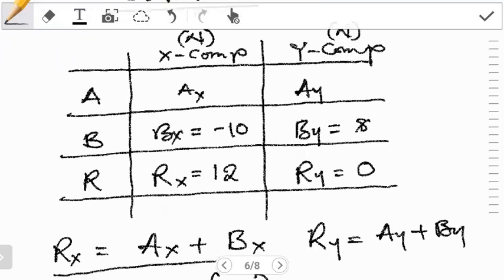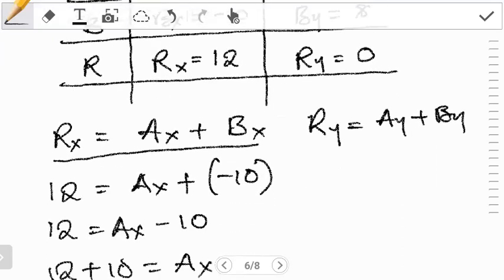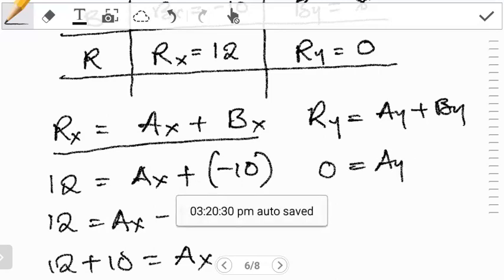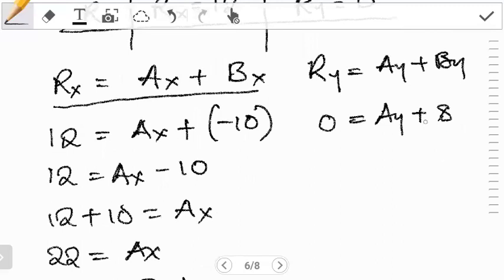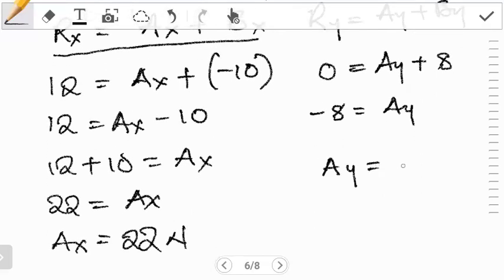Okay, next up, we go to the Y-axis. Again, the resultant is 0. The resultant component in the Y is 0. A in Y is the one we want to find, but B in Y is given in the question, that is positive 8. So again, we move that 8 to the other side, and it becomes -8 equals AY, implying that AY is equal to -8 newtons.